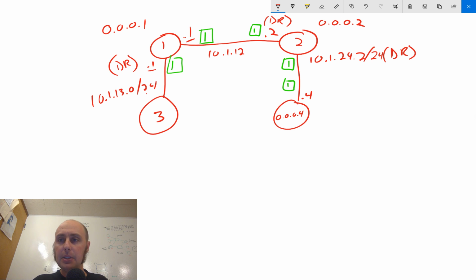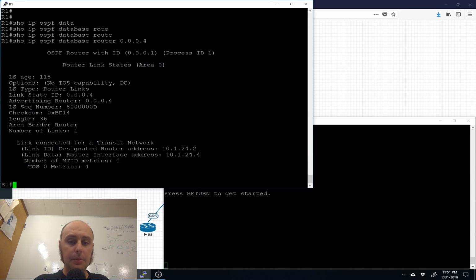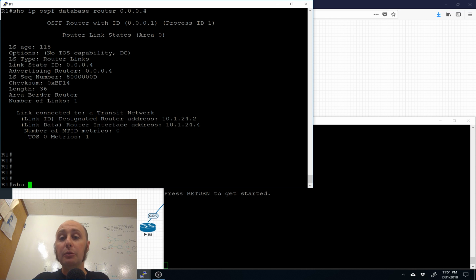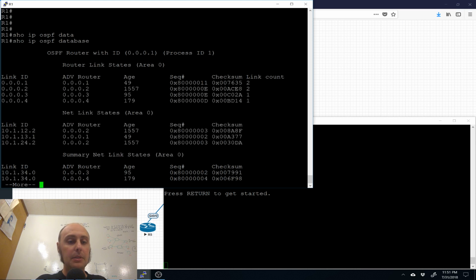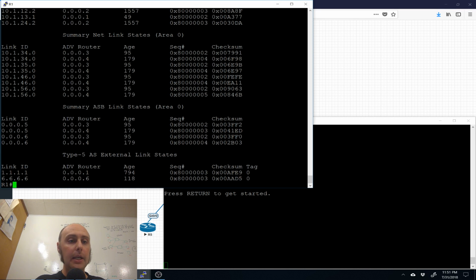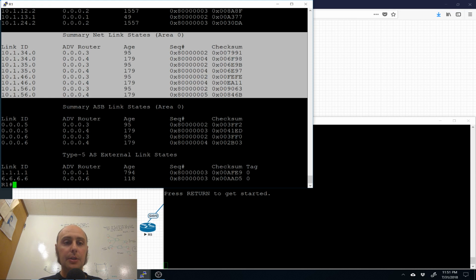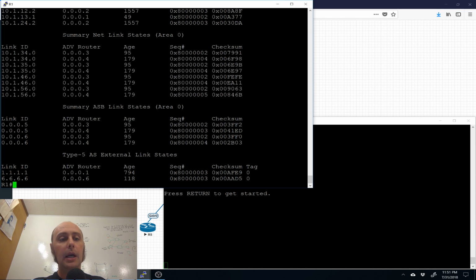Let's dig into the database just a little bit more. Again, we're still on router 1. We haven't moved from router 1. I haven't left router 1 yet. Show IP OSPF database. And I want to point your attention to the summary LSAs, which are the type 3s. What you're seeing here are the network summaries, which I'm just going to call prefixes. These are the prefixes that are being brought into area 0, and they're being brought in through these routers.